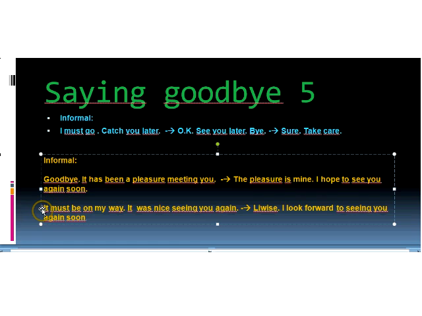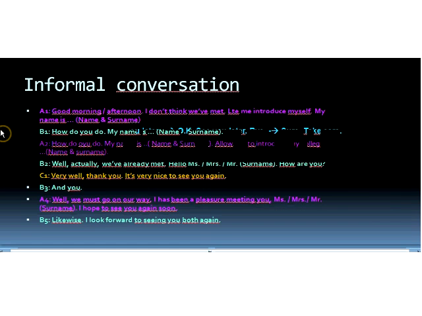And another way to say goodbye, when we don't need to use "goodbye" as such, is to say, "I must be on my way. It's nice seeing you again." And then, saying goodbye, likewise: "I look forward to seeing you again soon." Okay, remember that here we are using the ing forms. It's been a pleasure meeting you, and then seeing you after "look forward to."